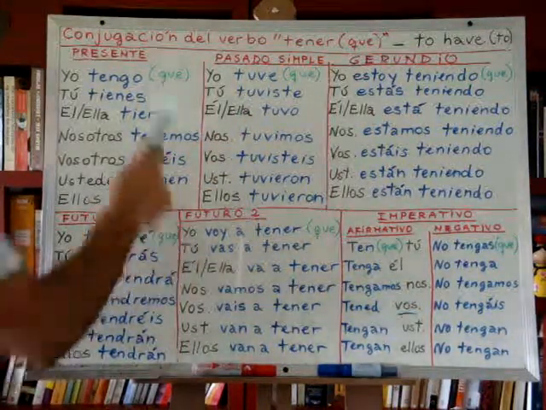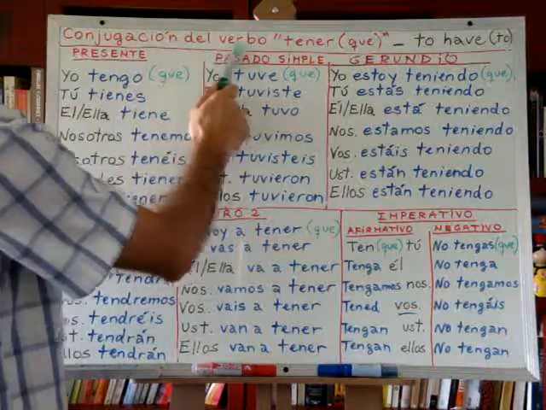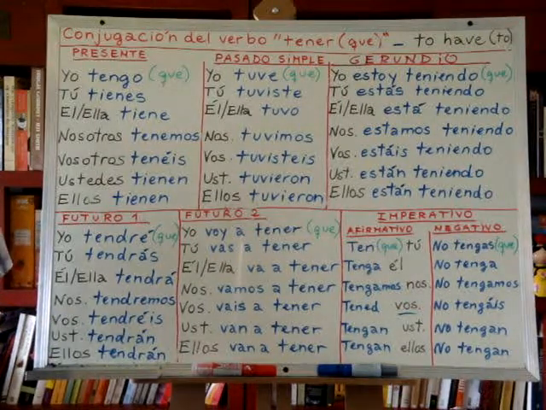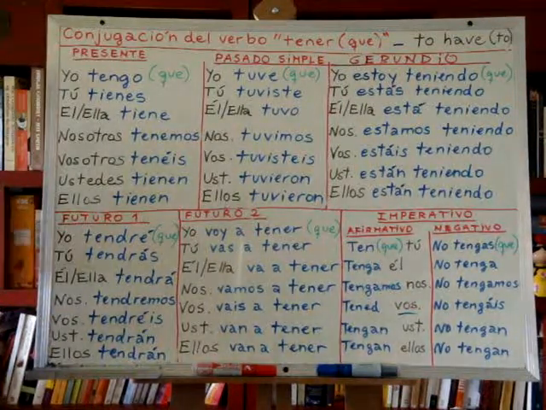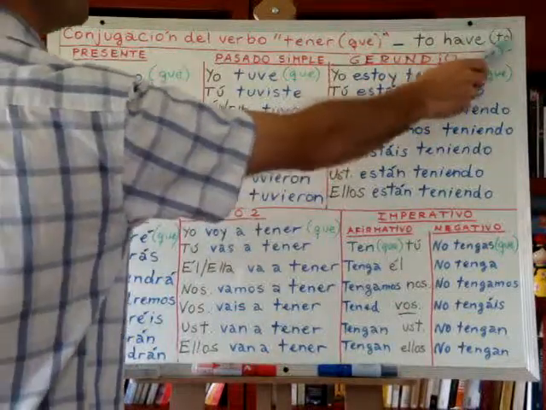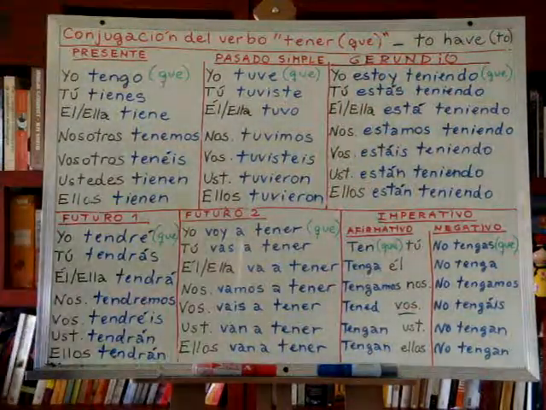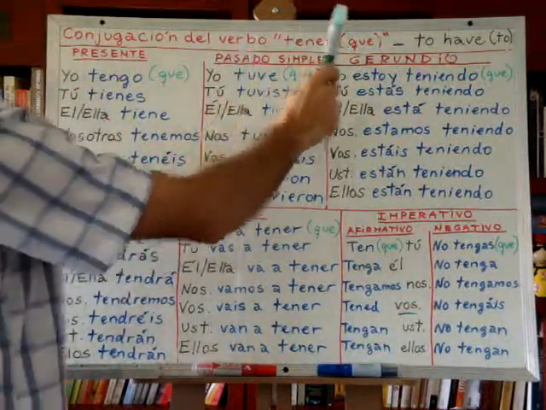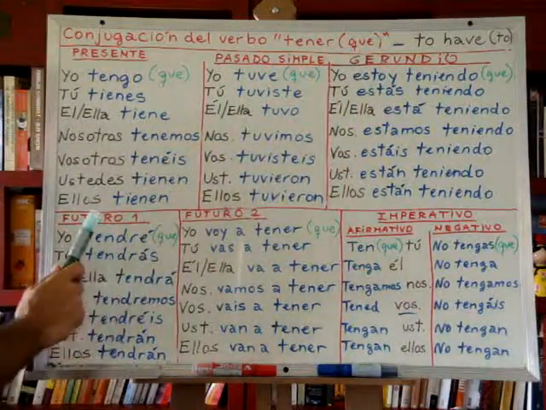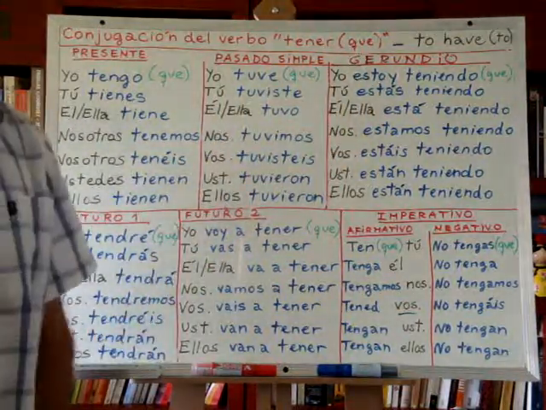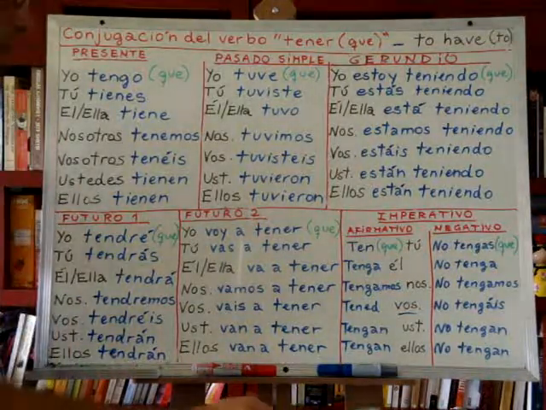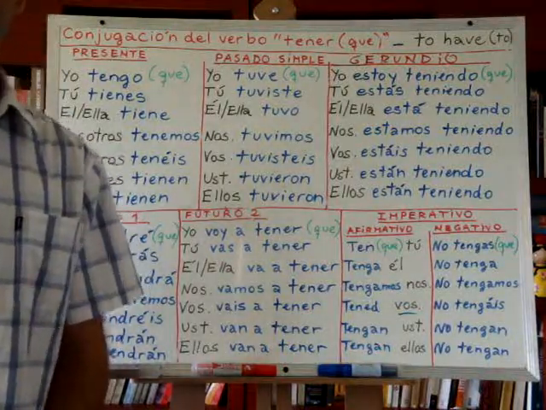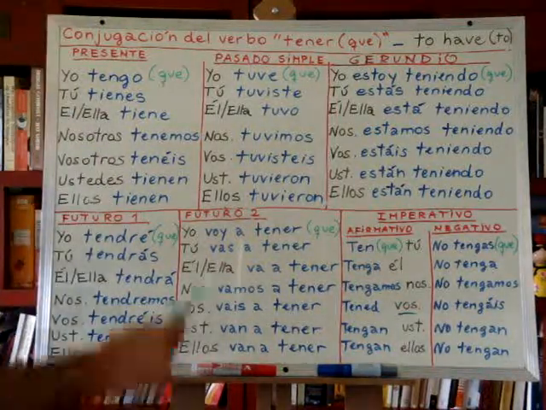So our title today is Conjugación del verbo tener que, or conjugation of the verb tener que, or to have to, right? So we will see present tense, or simple present, simple past, present continuous, two different future tenses, okay, for simple future, and the imperative in the affirmative and in the negative, right? So let's begin with the present tense.